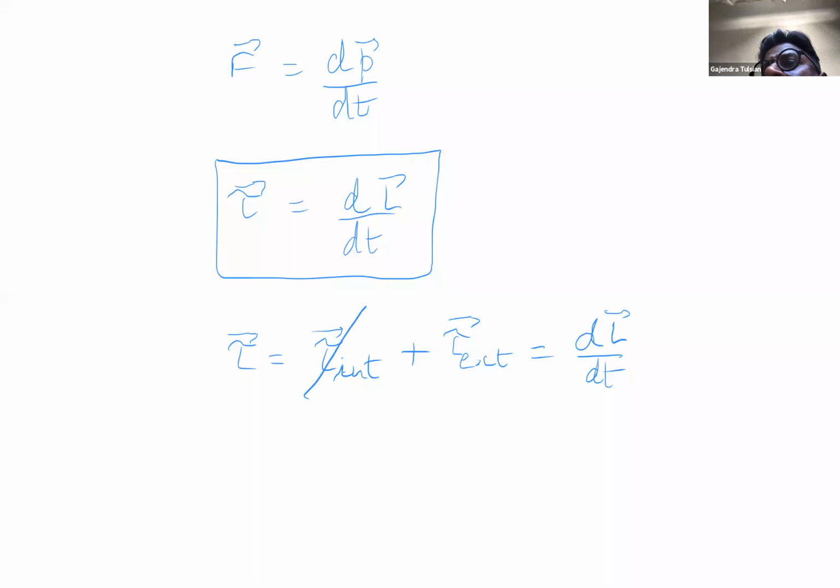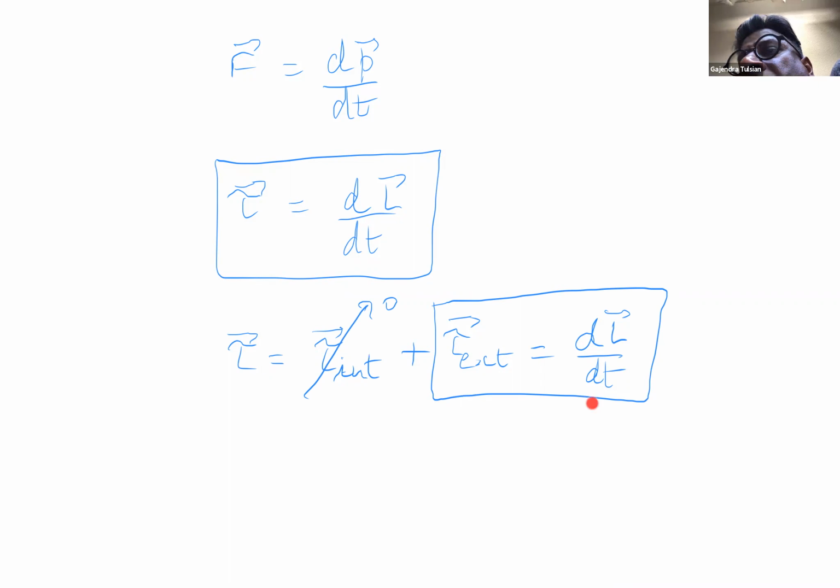Now this is always zero because internal forces always come in pairs and their torques will add up to zero. So for a system, it's the external torque that changes the angular momentum of the system. And oftentimes this is zero. When this is zero for a system, its angular momentum is constant, so L will remain constant. And we'll see some spectacular applications of that.